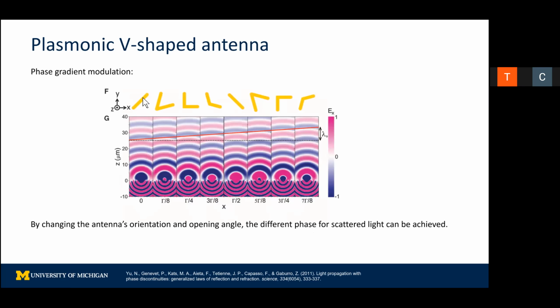By changing the length of the antenna and also by changing the orientation angle or the opening angle, you will see that the phase introduced in each antenna will be different. And in this case, they form a type of gradient phase.